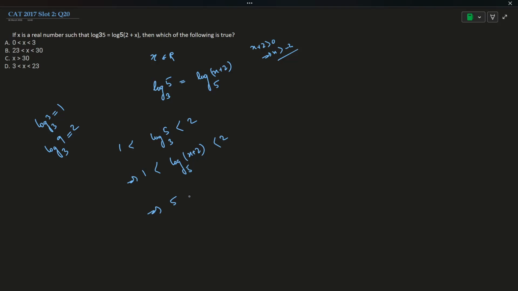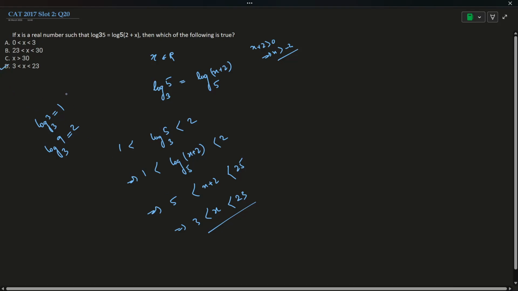This can be written as 5 less than x plus 2, not log, my bad. 5 less than x plus 2 less than 25. Okay guys, so from here 3 is less than x and x is less than 23. So option D, guys. Yeah, this was the main part, guys. This was the important part, right?